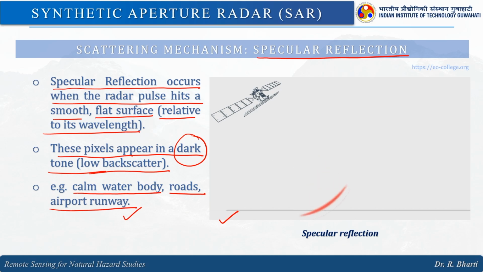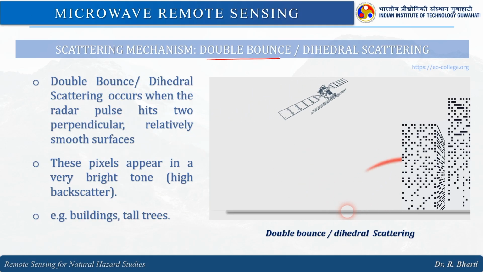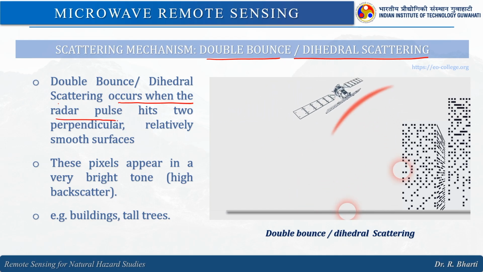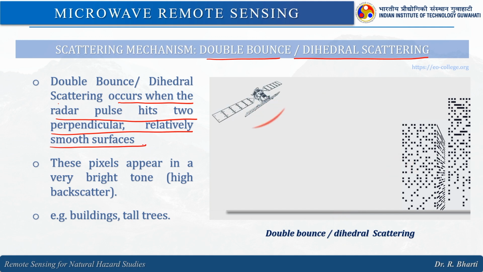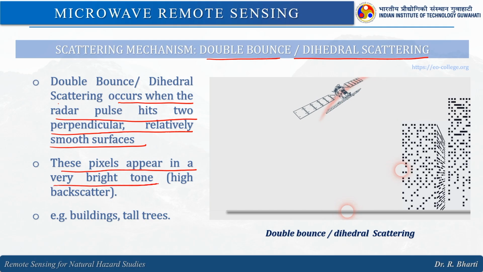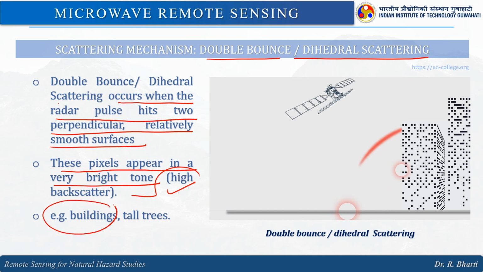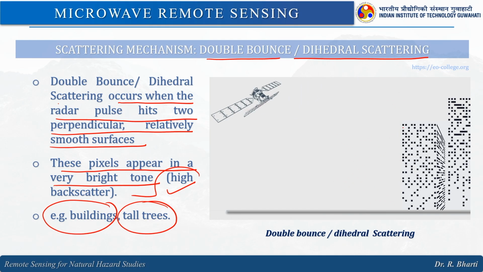tone, right. Then we have double bounce or dihedral scattering. This scattering occurs when the radar pulse hits two perpendicular, relatively smooth surfaces, right. These pixels appear in a very bright tone and we will measure a high backscattering value. For example, buildings and tall trees are examples of this dihedral scattering.